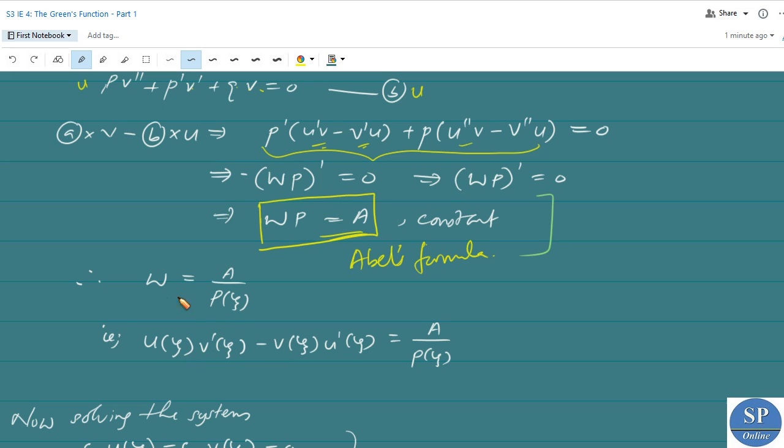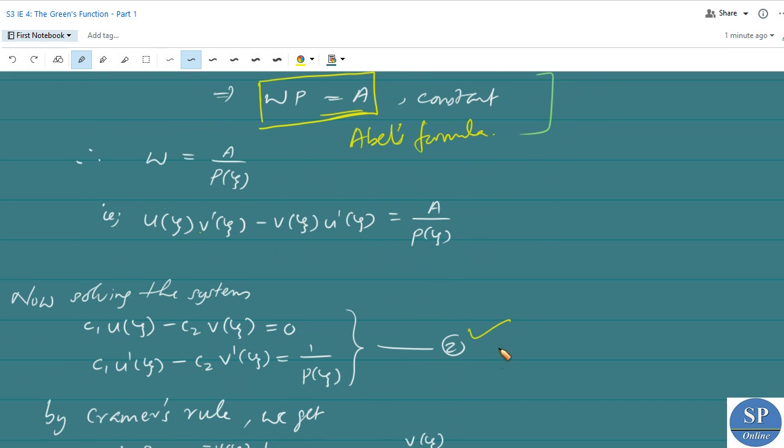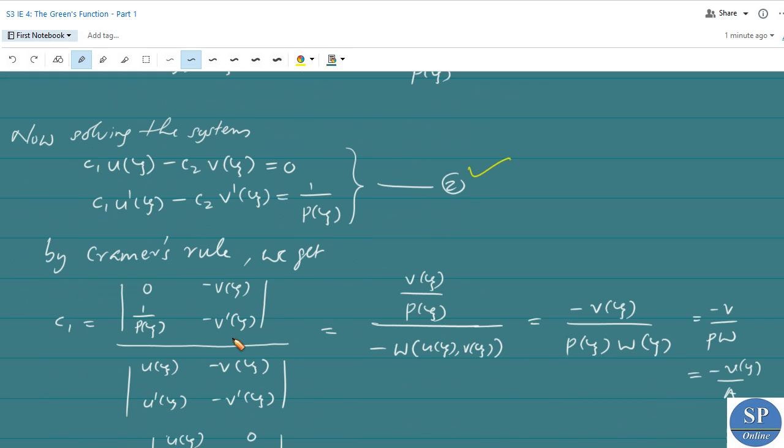So we obtain that W equals A by p of zeta. Now W is actually u v' minus v u', so u(zeta) v'(zeta) minus v(zeta) u'(zeta) is equal to A divided by p of zeta. Now we are going to solve system 2, that is we are trying to find the values of C1 and C2. For that we can use Cramer's rule. The determinant here has u of zeta, v of zeta, u' of zeta, v' of zeta, and to find C1 we replace the first column by the right hand side, 0 and 1 by p of zeta.